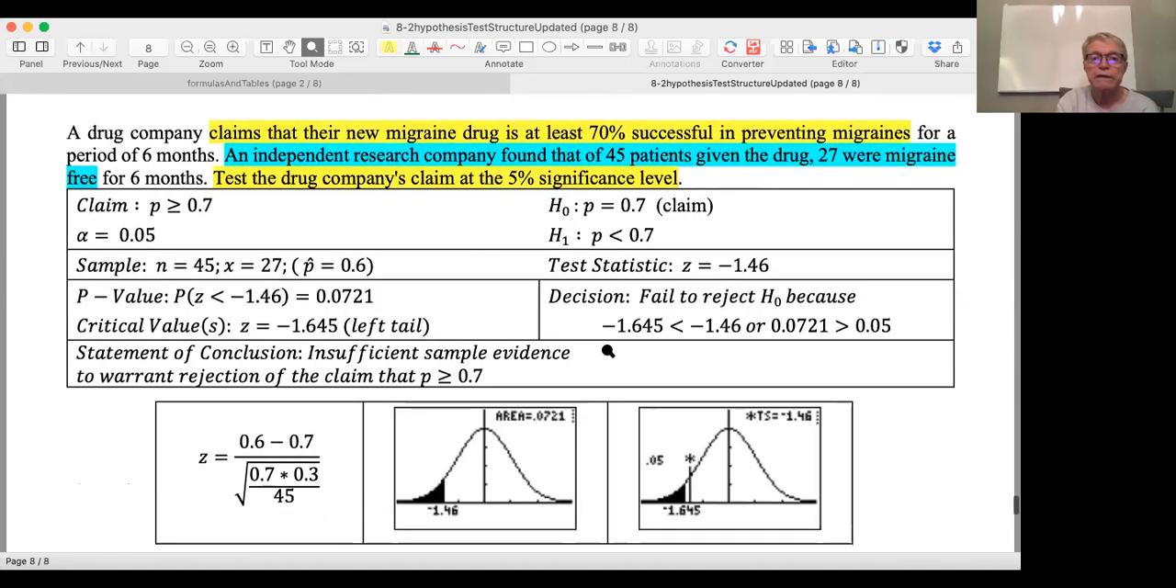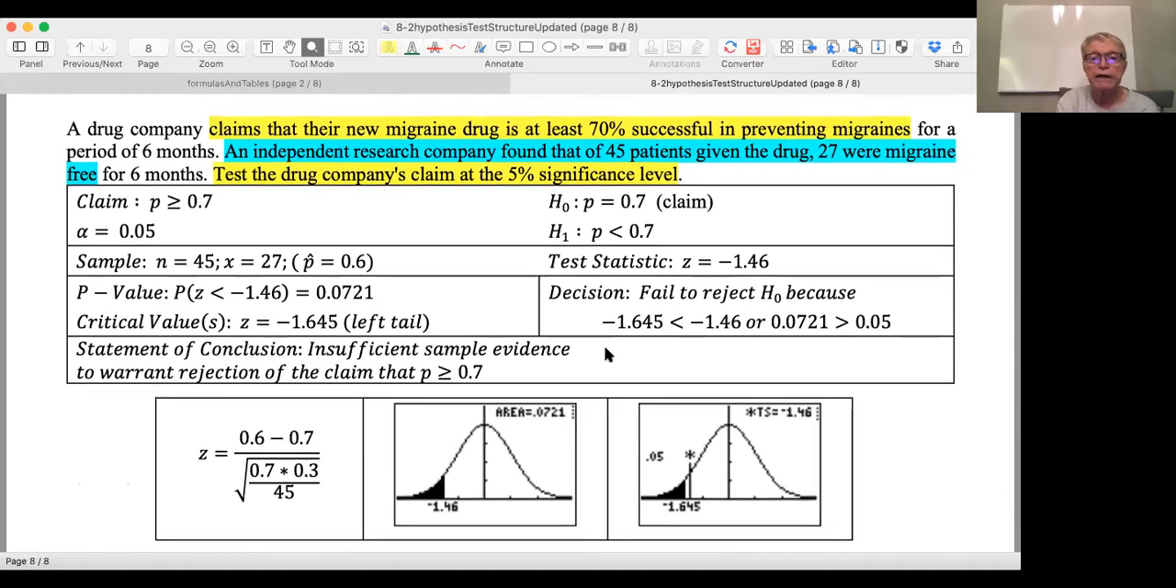And let's look at the last two here quickly. Test of proportion. It's a left-tailed test. We find the p-value in step 3 is 0.0721, and the significance level alpha is 0.05. And since it is bigger than 0.05, we'll fail to reject H0. The test statistic value is not unlikely. We'll fail to reject H0 because the p-value 0.0721 is greater than 0.05.